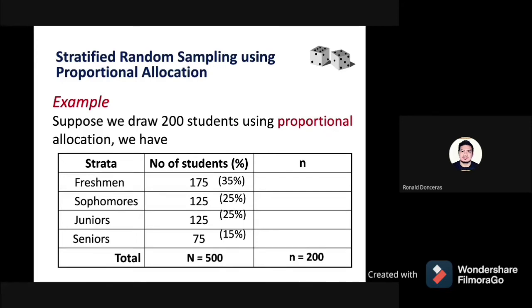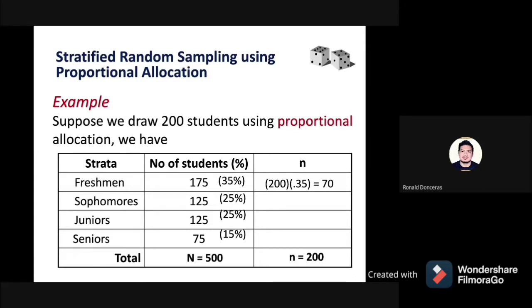Sorry, nag-shortcut ako. Sa porsyento ang pinag-usapan pala, percentage. So, ilang porsyento ba ang kukunin natin kay stratum 1, which is first year, 175. So, based on the computation, you will get 35% from the 175. Okay? So that it will give us the following values. So, 200 times 35%, so you will have 70.